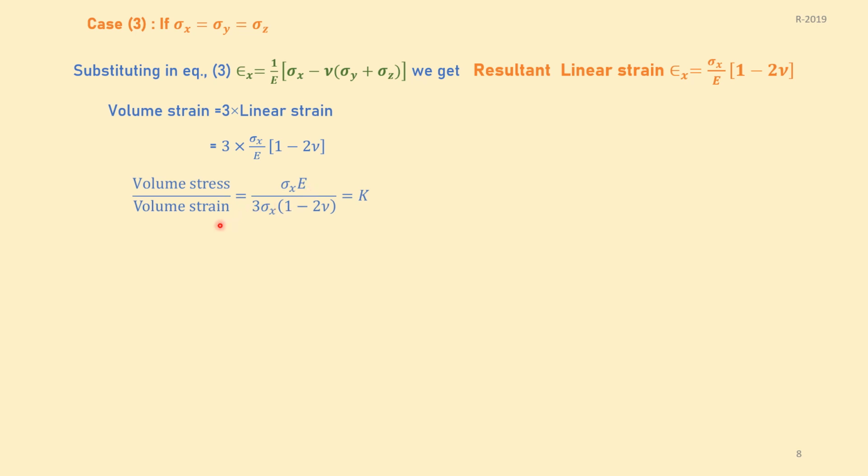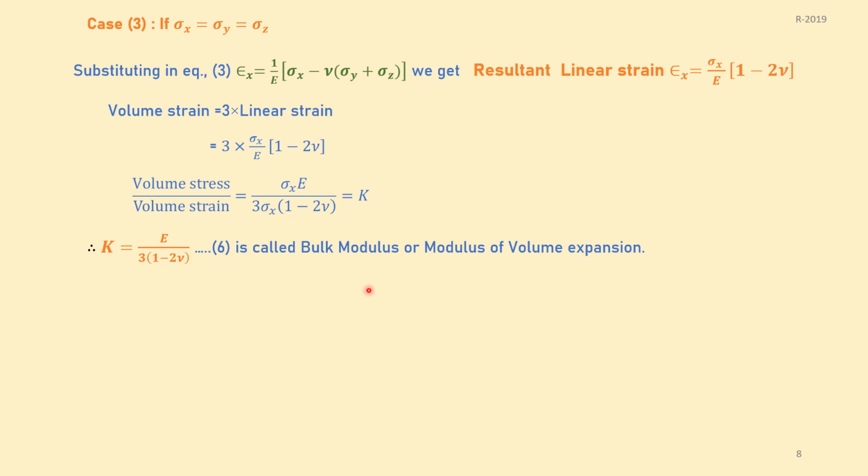So now again, let us take the ratio of stress to strain. Now it is volume stress to volume strain. So that is equal to volume stress, sigma x, over volume strain, 3 into sigma x into 1 minus 2 nu by E. Now, E goes to the numerator. This is a constant again, K. Stress by strain is a constant as per Hooke's law. So now this ratio is a constant equal to K, where K is equal to capital E by 3 into 1 minus 2 nu, called bulk modulus or modulus of volume expansion.